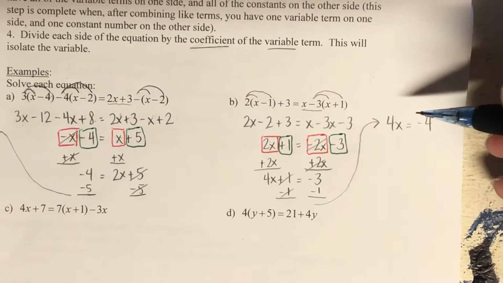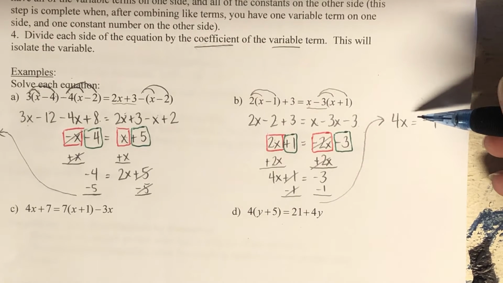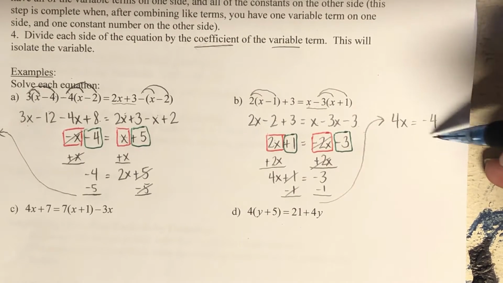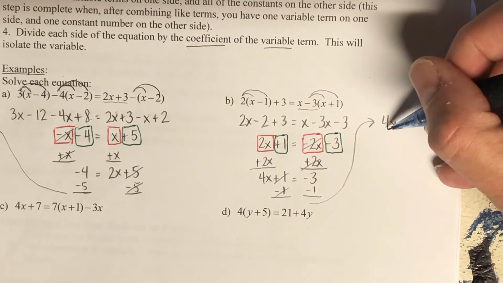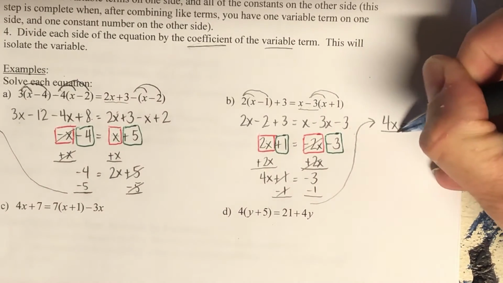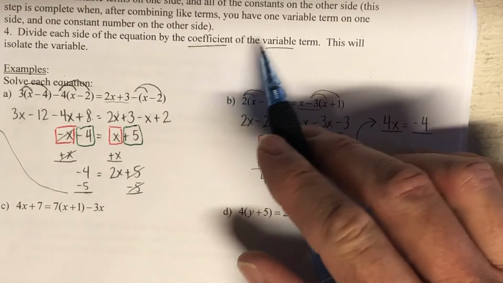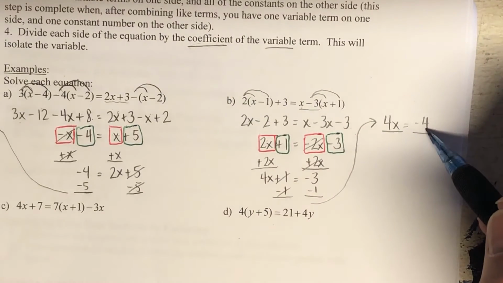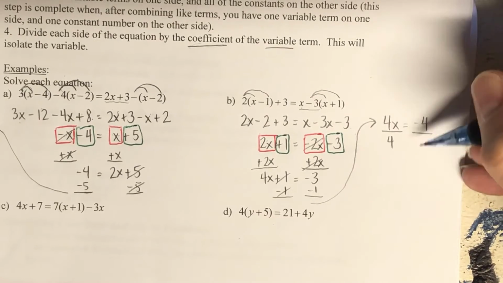And now that you have a single variable term on one side of the equal sign, again, it doesn't matter which side it is, and you have a single term that doesn't have the variable, a constant term, on the other side, then you are now ready to do the last step, which is to divide. What do we divide by? 4 or negative 4? Remember, it's the coefficient of the variable term, so don't do the negative 4. That's not the variable term. 4x is the variable term, so we divide by 4.